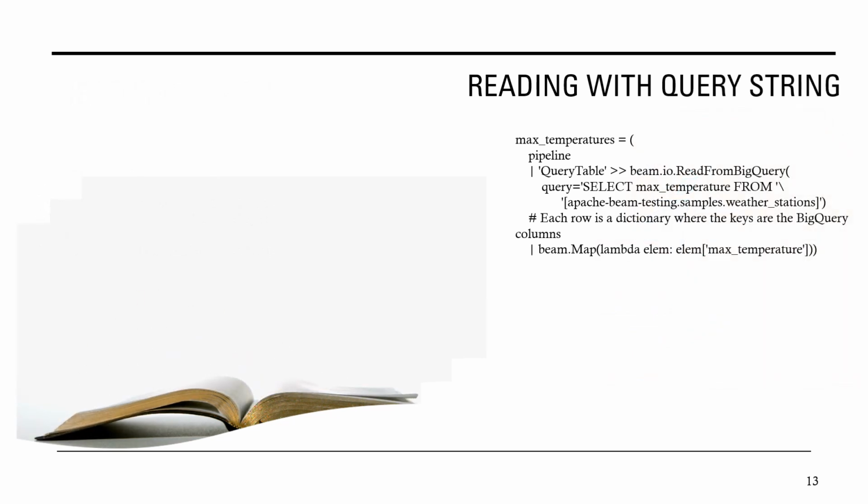This is another example that we've already been over. But as a refresher, if you don't want to read an entire table, you can supply a query string to read from BigQuery by specifying the query parameter. The following code uses an SQL query to only read the max temperature column.